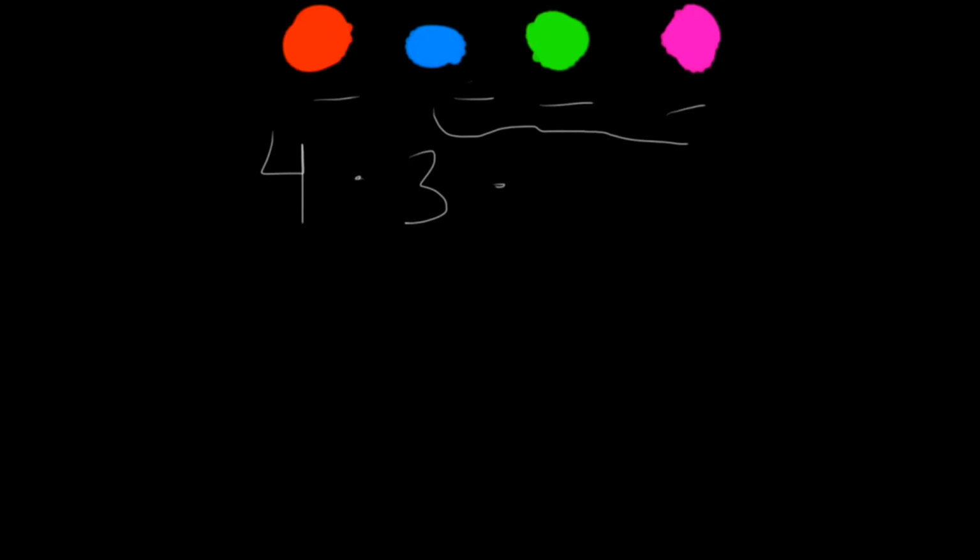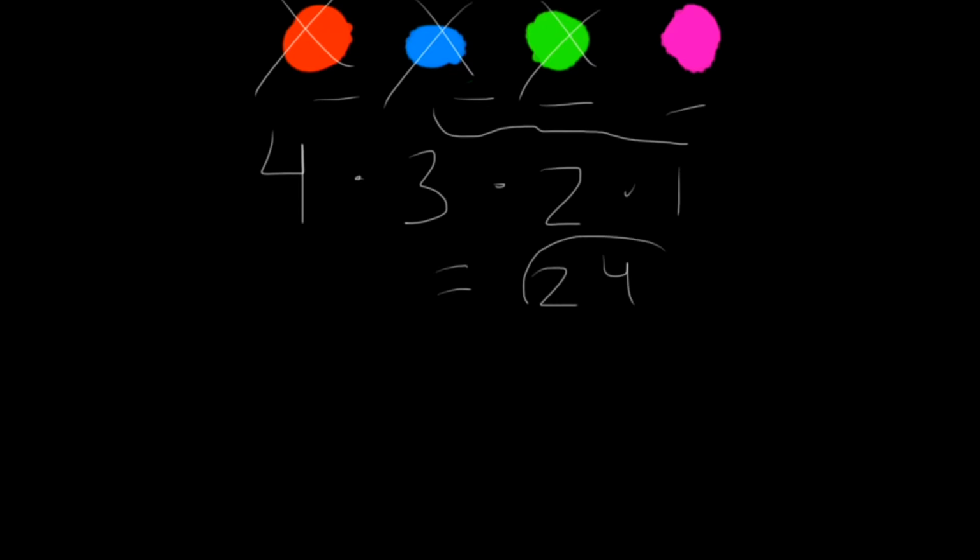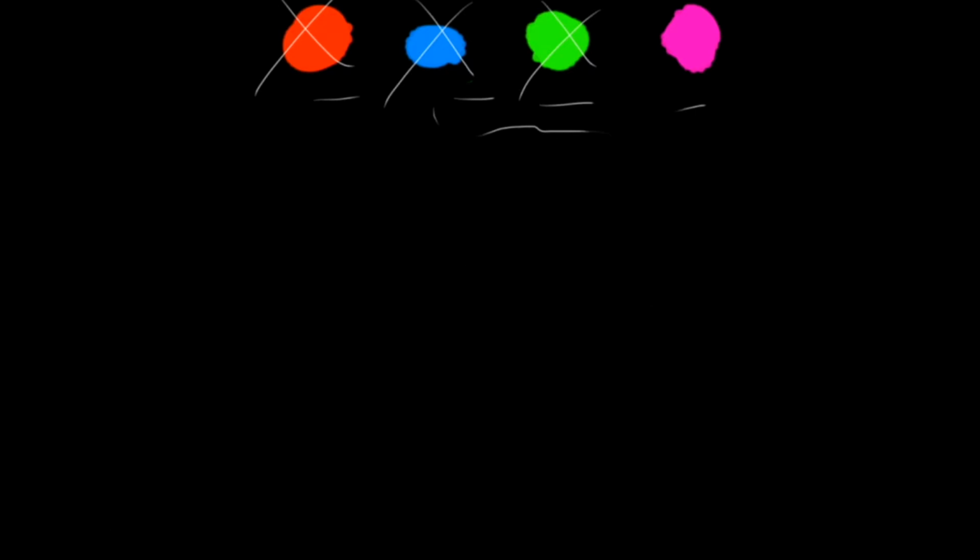Now that you've got the first 2 down, you had 4 choices for the first one, then 3 choices for the next one. So you could have crossed out this and this. Now you've got 2 choices left. So 2 times 1, the last choice remaining. So this is also 24. So in math, we have a special term for this. It's called the factorial.